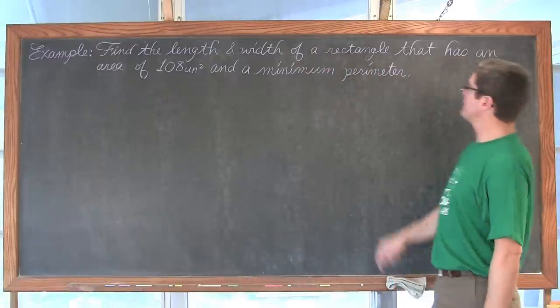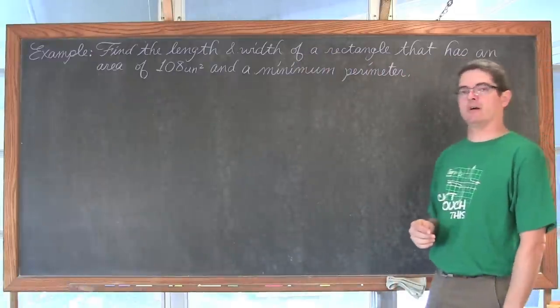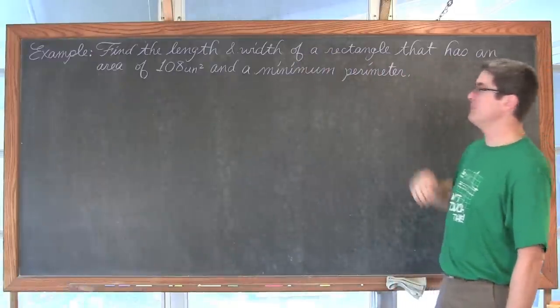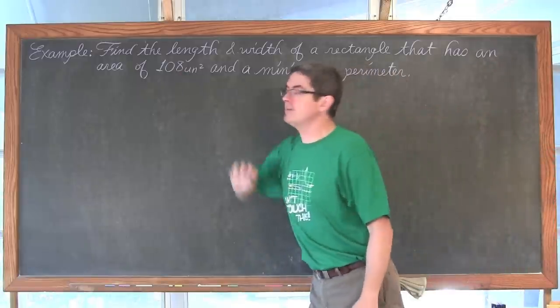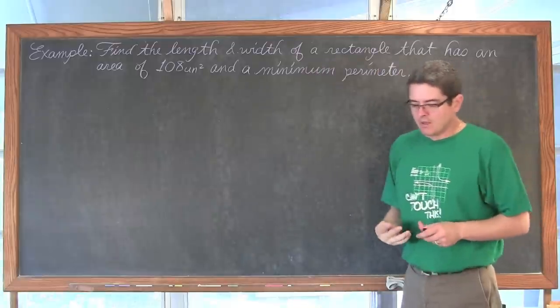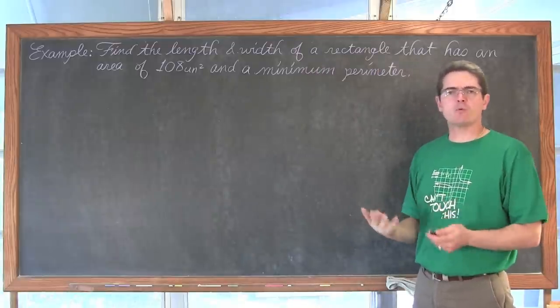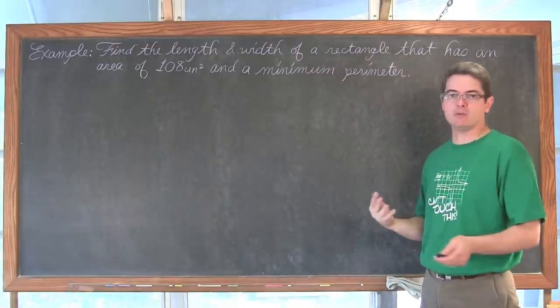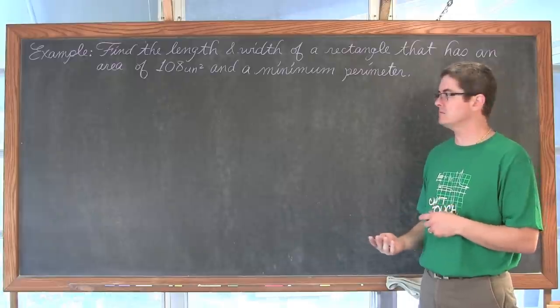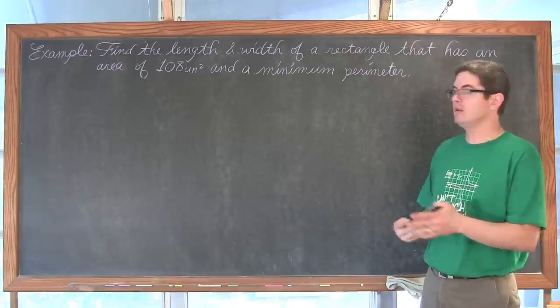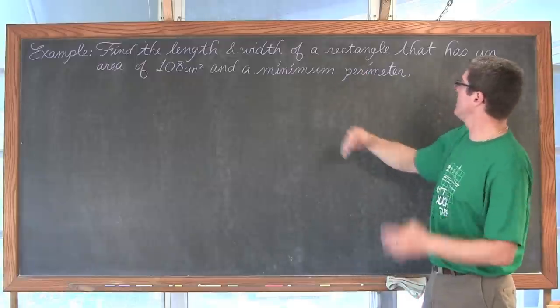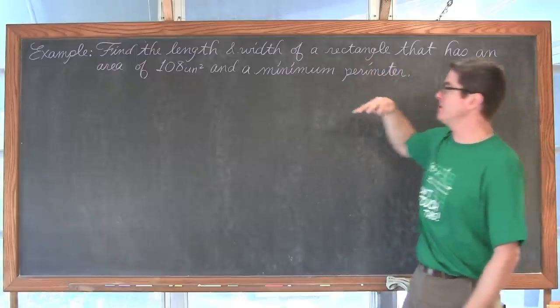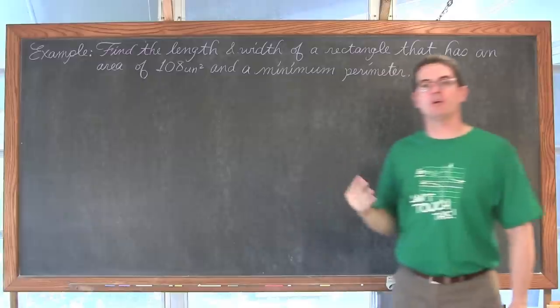Find the length and width of a rectangle that has an area of 108 square units, and we want to minimize the perimeter. What's the minimum perimeter that can withhold that area of 108? Now some of these questions are going to be fairly lengthy, and you might be going, well, I could have just seen that in the first place. Maybe you already have an idea of what shaped rectangle would be most efficient for holding that area of 108.